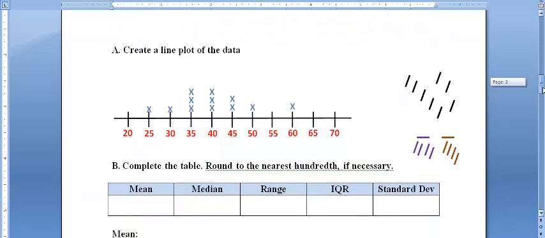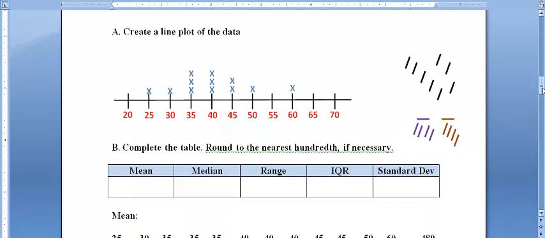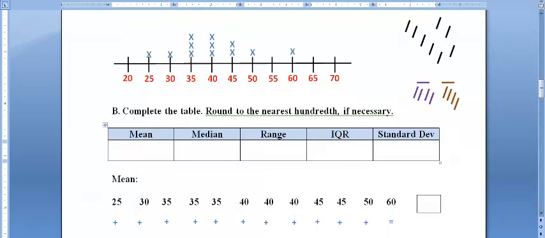Now when I scroll down here to problem B, it gives us this table and it wants us to complete the table. It says we need to round to the nearest hundredth if necessary. So the first thing we're asked to do in this table is to find the mean. So how do we find the mean?